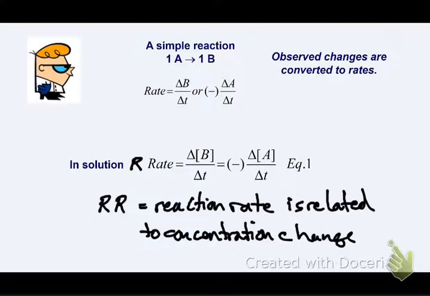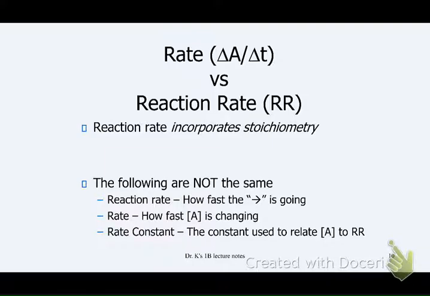So you guys kind of get the idea how a reaction rate is measured, right? Okay, so one thing I want to make clear, though, is the rate and the reaction rate are different. All right, the rate can be negative, but the reaction rate's always got to be a positive number.